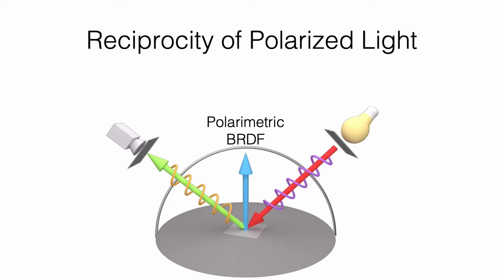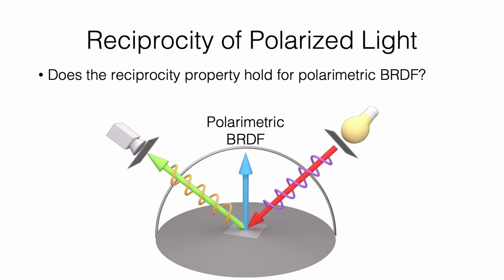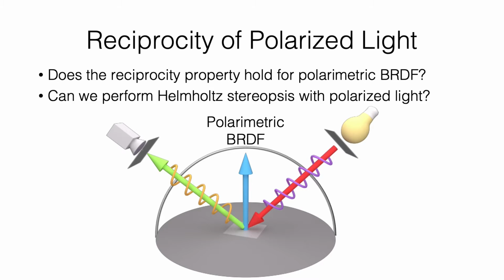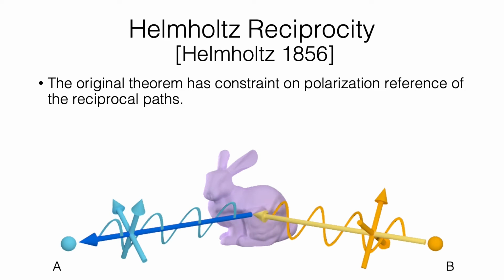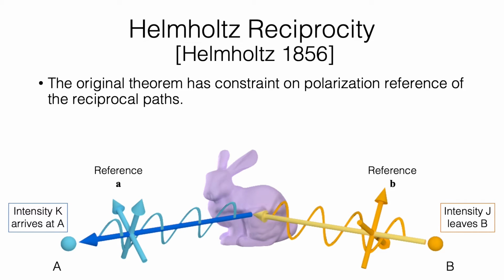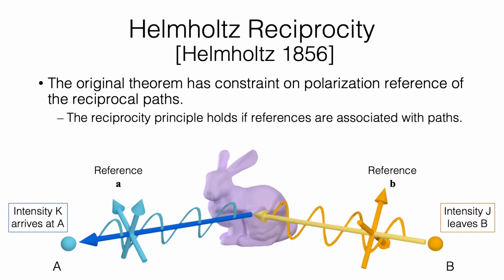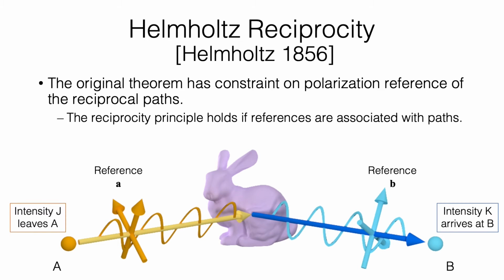The central questions that we are trying to answer here are: does polarimetric BRDF still follow the same reciprocity principle as the intensity-based one? And can we perform Helmholtz stereopsis with polarized light? The original theorem of Helmholtz reciprocity had reference to the polarized light, and it has constraint on these references. The reciprocity principle only holds when the references are associated with the path. Here I show such an example. However, this constraint can hardly be satisfied in reality.